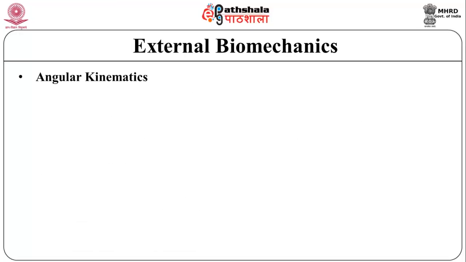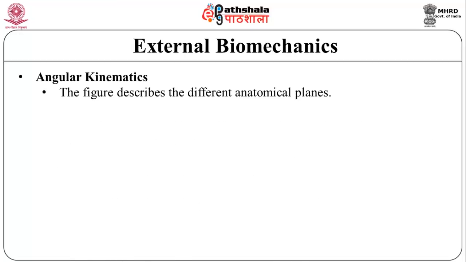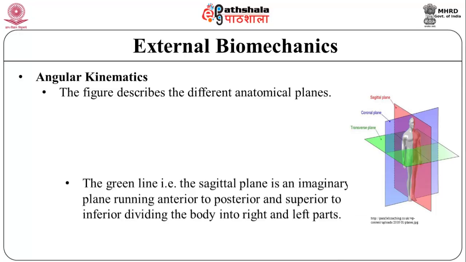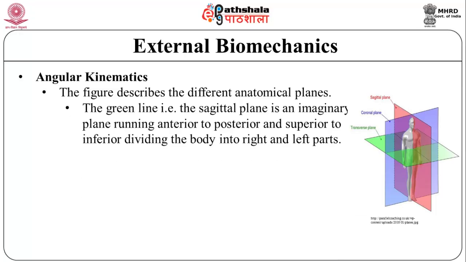Planes and axes of motion. This figure describes the different anatomical planes. The green line, that is the sagittal plane, is an imaginary plane running anterior to posterior and superior to inferior, dividing the body into right and left parts.